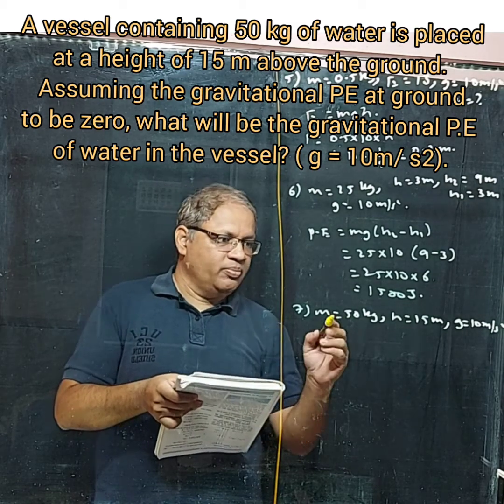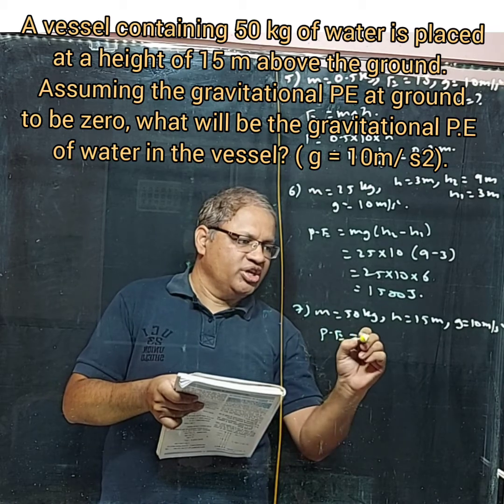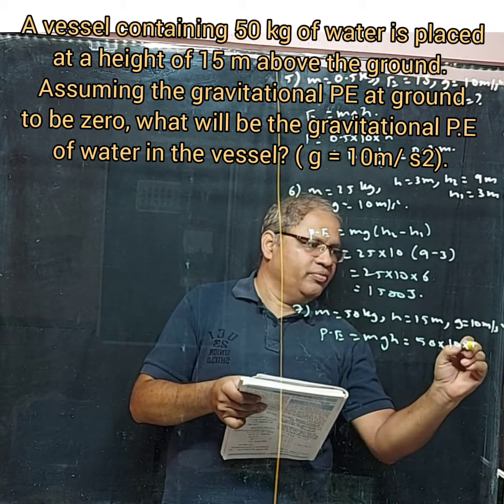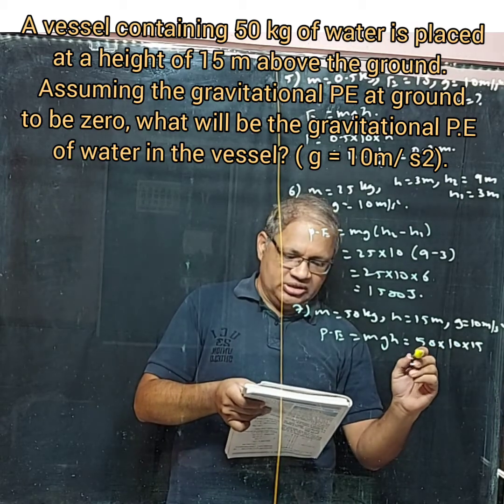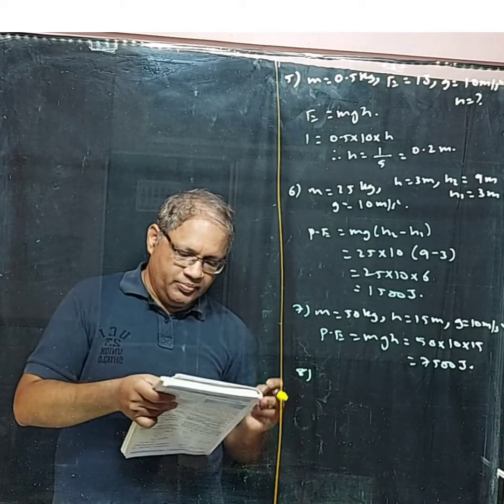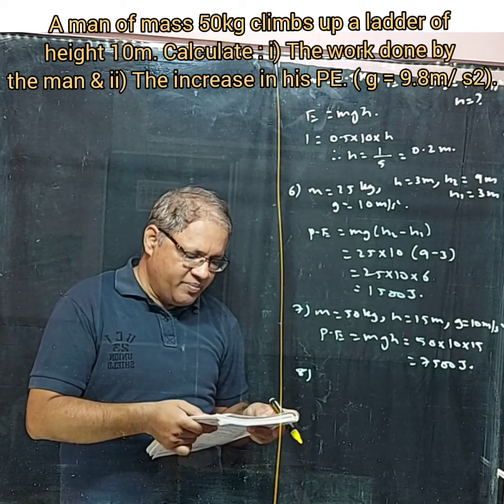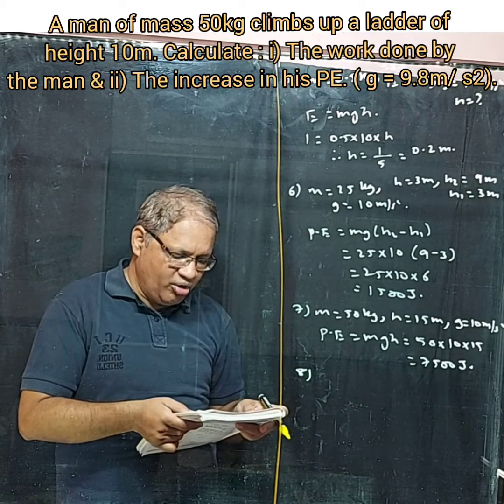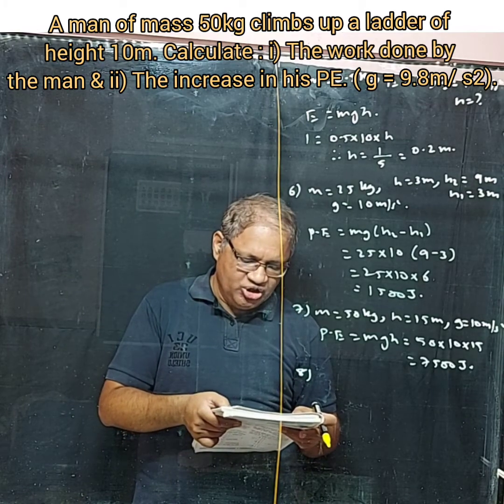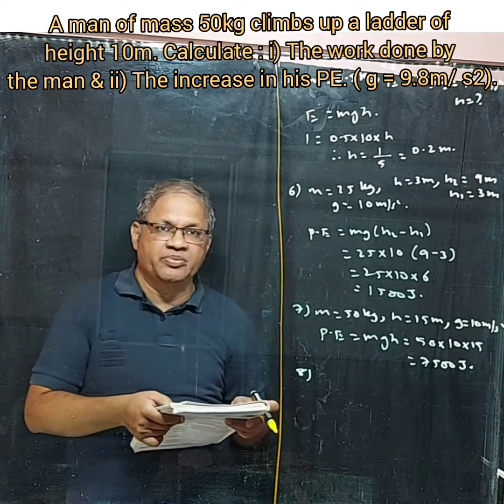So you have to find out the potential energy. Potential energy is mgh, 50 into 10 into 15, 7500 joules. Eighth sum. A man of mass 50 kg climbs up a ladder of height 10 meter. Calculate work done and increase in potential energy. Gravity is given 9.8 meter per second.